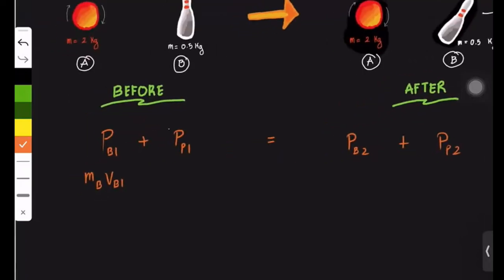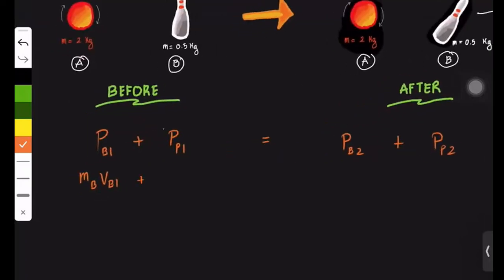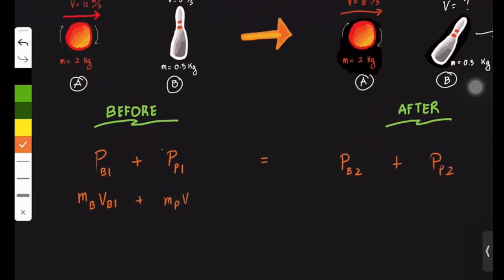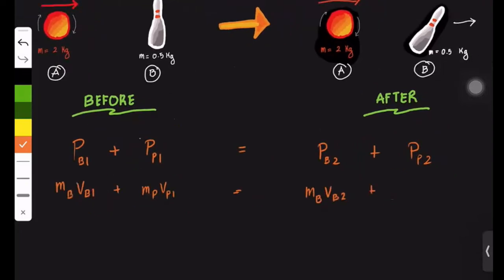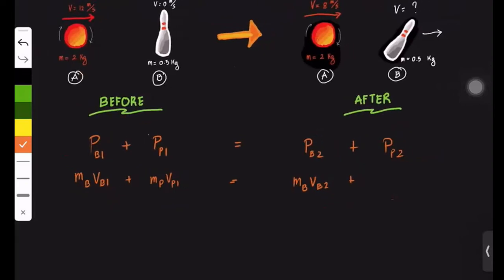Then we also have plus m p, the mass of the pin, times the velocity of the pin before the collision, is equal to the mass of the ball, m sub b, times the velocity of the ball 2, meaning after the collision, plus m p, the mass of the pin, times v p 2. That is the velocity of the pin after the collision.